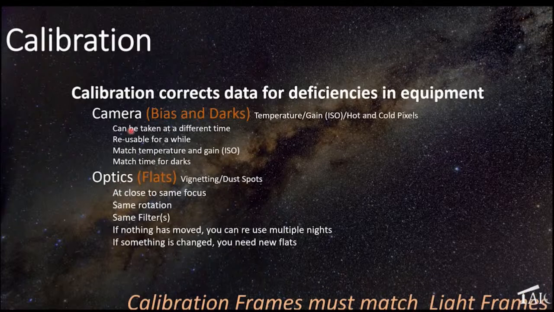What does it mean? Well, for biases and darks, there are some questions that always get asked. Yes, they can be taken at a different time. They don't need to be taken the night of the exposures of the lights. They're reusable for a while. You need to match the temperature and gain, and you need to match the time of exposure for darks.